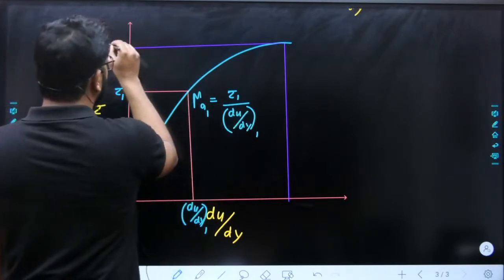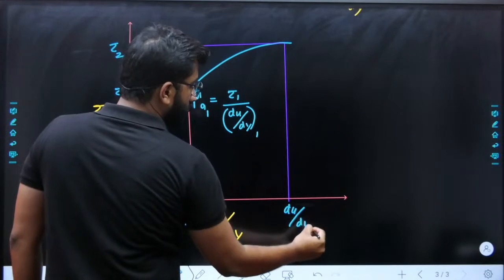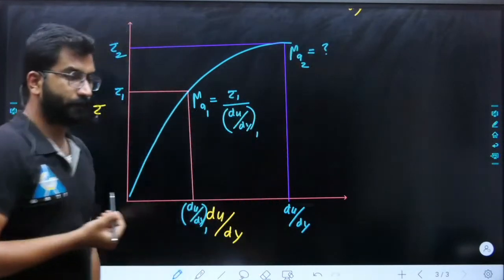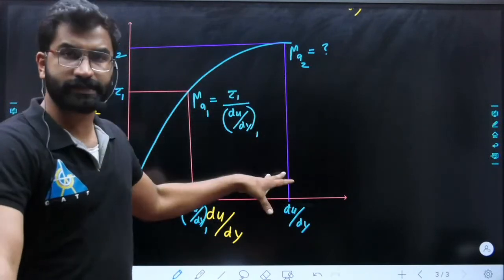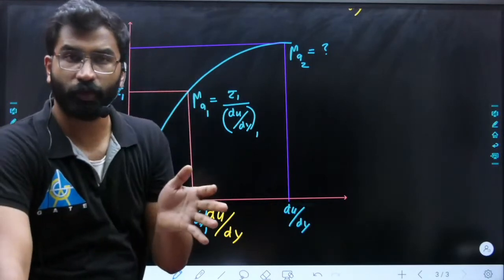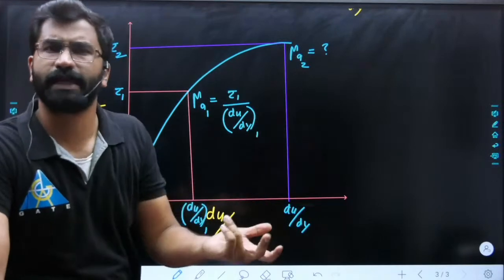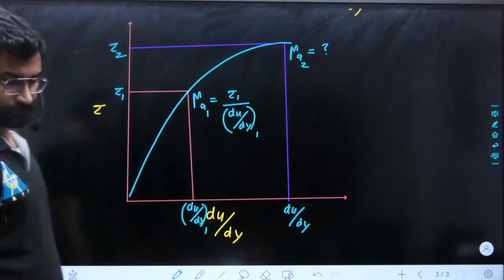If you know tau 2 and du by dy, you should be able to find apparent viscosity at this point. Sometimes if they give you a graph and ask a question, everyone should be able to solve it graphically. That's why I'm explaining in so much detail. A question of this type has already come in GATE, so the same type of question can come again. Doesn't matter.